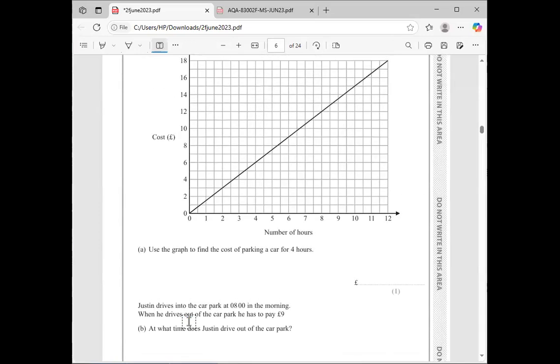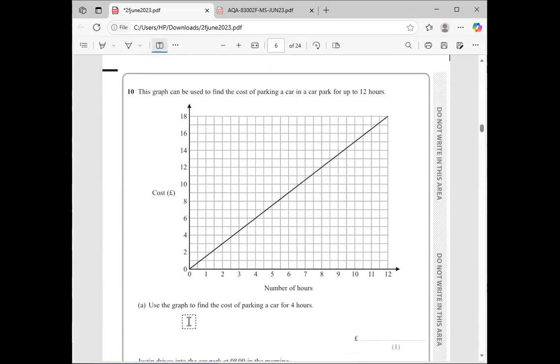This one is a graph. Let me see if it's something that you can easily handle. This graph can be used to find the cost of parking a car in a car park for up to 12 hours. It says use the graph to find the cost of parking a car for 4 hours. Okay, that's quite simple. You look for the number of 4 hours and trace it to the graph. That should be £6, isn't it?